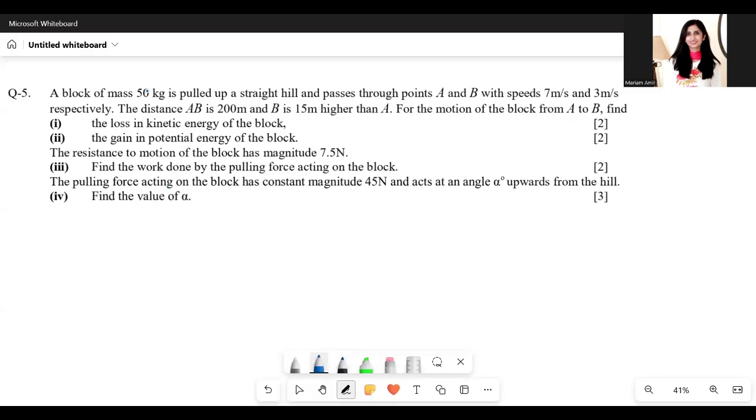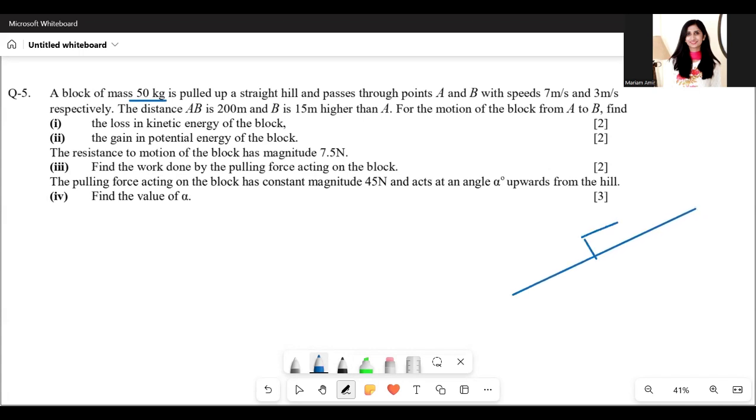A block of mass 50 kg is pulled up a straight hill and passes through points A and B with speeds 7 and 3 meters per second. Okay, this is showing us that there's going to be a loss in kinetic energy since the speed is decreasing up the slope.